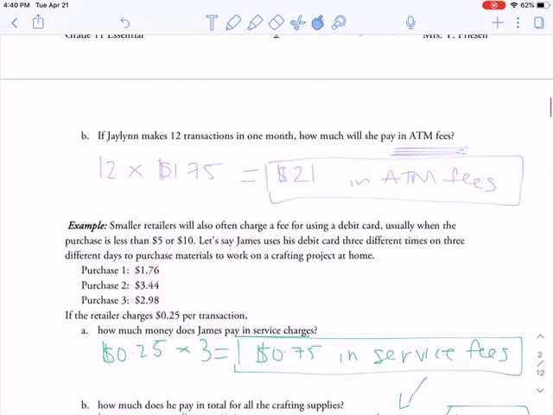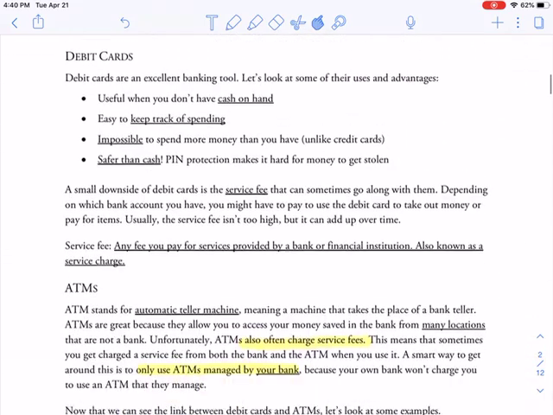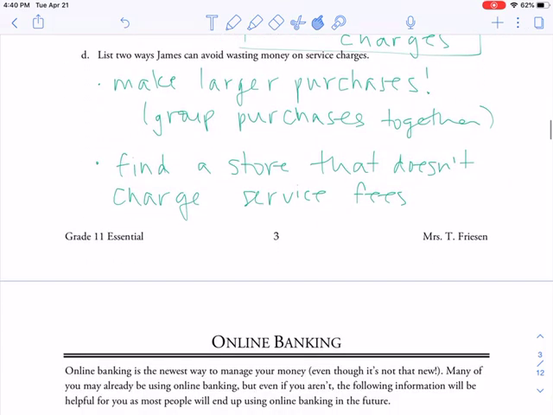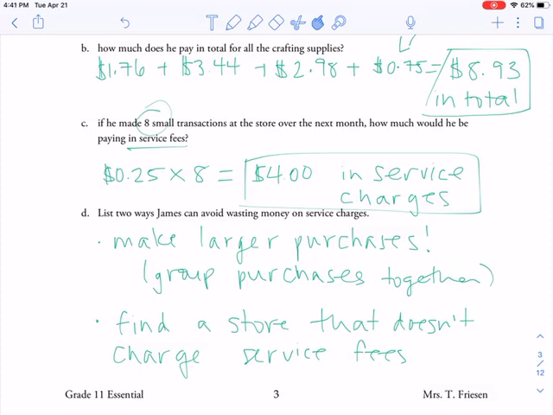But there we go. That's kind of just an intro to the unit: debit cards, ATMs. Next lesson, we're going to move on to online banking. If you have questions about this, let me know.